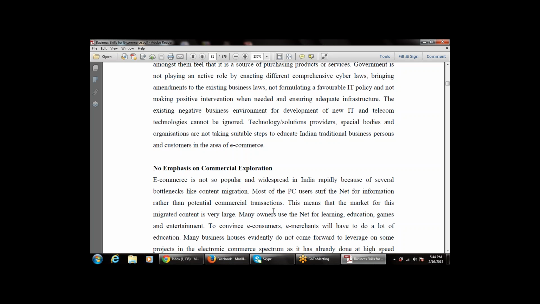Many owners use the net for learning, education, games and entertainment. That is, most of the users on the net use the internet only for learning purposes, education purposes, games and entertainment. To convince customers, e-merchants will have to do a lot of education. That is, to become e-customers or e-merchants, it takes a lot of study that is made available over the internet.